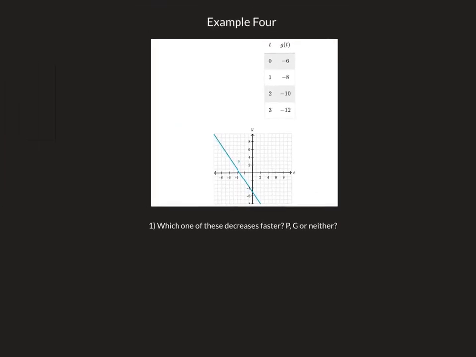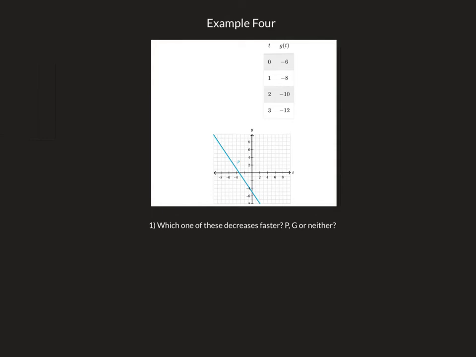Example 4 wants to know which one of these decreases faster, P, G, or neither. So what we care about is the slope. The slope tells us which is going to decrease faster. The more negative it is, the faster it will decrease. As an example, if we had a slope of -5 and a slope of -2, we know that the slope of -5 would decrease faster, right? Because the slope is going to be steeper.